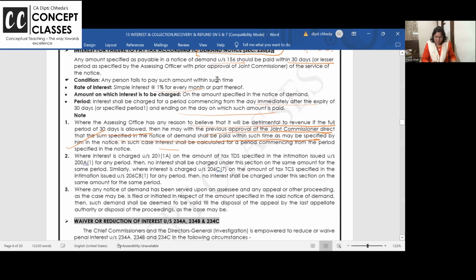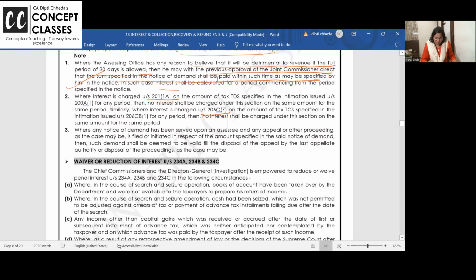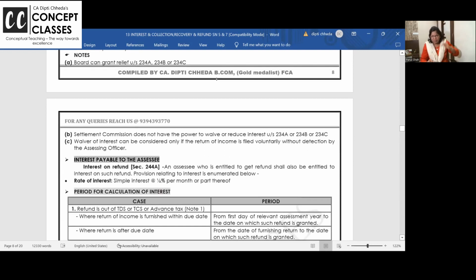Okay. So where interest is charged on the amount of TDS, then no interest shall be charged under this for the same amount. TDS, TCS, if they have already charged 201 interest, 206 TCS interest, then here they will not charge. See, there won't be any overlapping of interest. Okay, right. Now, cases where the commissioner can waive off these interests, that's theory, you read it. Of course, I will explain, but in the next class.